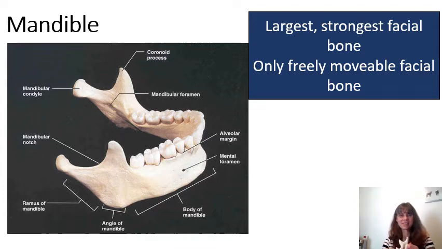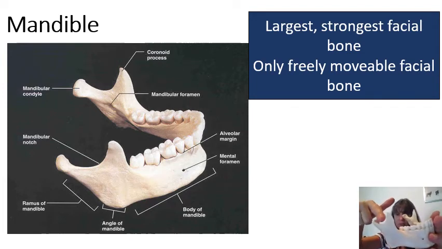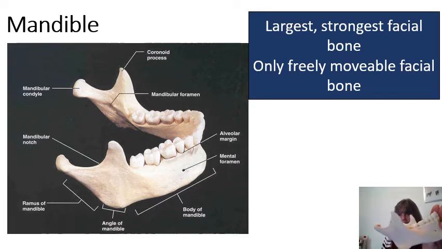The mandible is the only freely movable facial bone, and it is the largest, strongest facial bone. If we look at the mandible, you'll notice that there are mandibular condyles, which are smooth curved surfaces. These are going to articulate with the mandibular fossa of the temporal bone to form the temporomandibular joint.